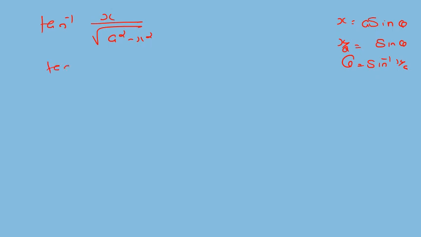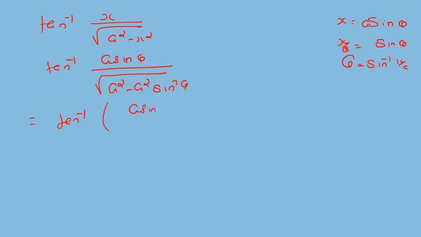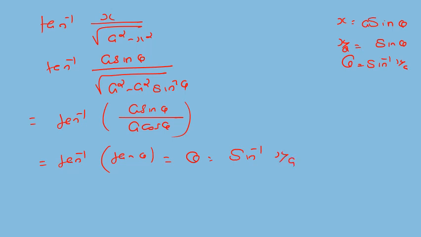So this becomes tan inverse a sin theta by root of a squared minus a squared sin squared theta. So that is tan inverse a sin theta by a cos theta. So a sin theta by a cos theta is what? Tan theta. Tan inverse tan theta is theta. Theta is what? Sin inverse x by a. This is the answer. Now another question.